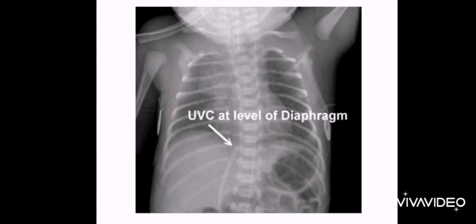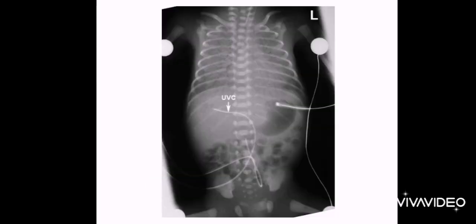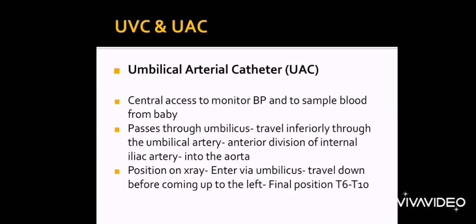So you can see on this X-ray that the UVC is in a nice straight line in the midline. It goes up to the diaphragm, and that, from what we can see, appears to be quite good. What we do not want is this. So we don't want the UVC to angle sharply to the left or the right. And if we did see this, it would either need to be pulled back or it would need to be repositioned completely and removed.